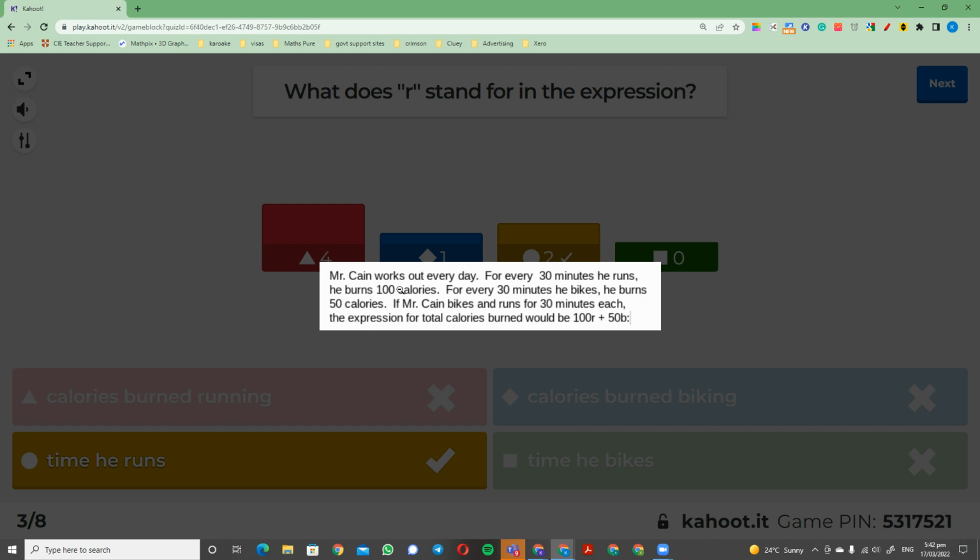The R is next to the 100, right? And it says here for every 30 minutes he runs, he burns 100 calories. So 30 minutes of running, he burns 100 calories. And for every 30 minutes he bikes, he burns 50 calories. So R represents the total number of 30 minutes. It's time. Because if R is 1, that's 1 unit, if R is 2, that's 2 units. So for every 30 minutes he bikes, he burns 50 calories. That means we are trying to calculate time multiplied by that.